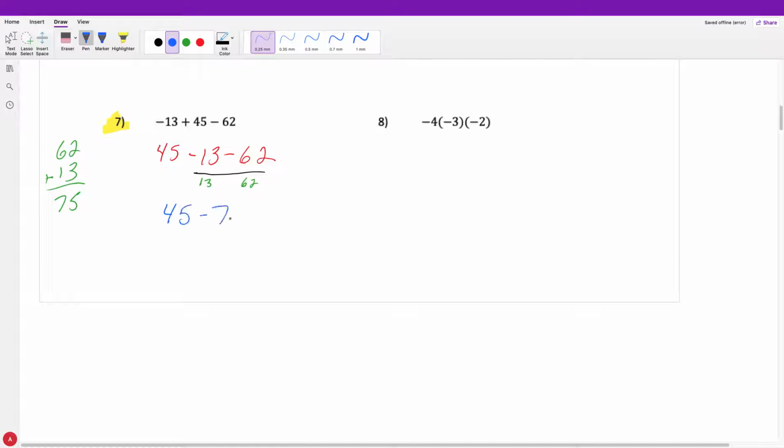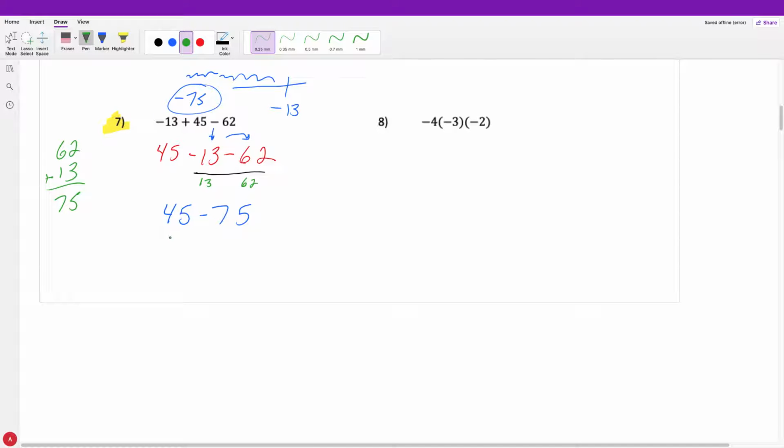So 45 minus 75, right? Because if we're starting at a negative position of negative 13 and we're removing 62 more from it, then that means on our number line, we must be going towards the left, which means we're moving even further from the positive numbers and becoming even more negative. So now we're left with 45 minus 75.